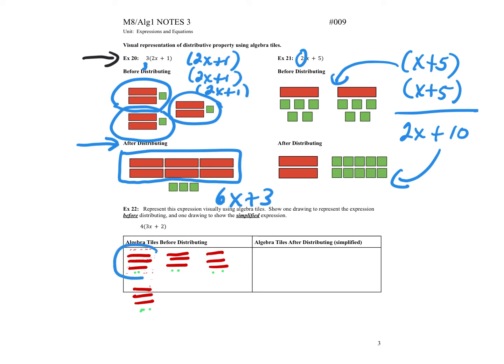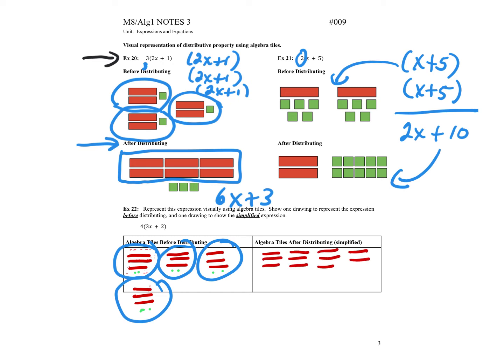I have 4 groups of 3x plus 2. Now when I combine them, I'm going to have 12 x's, and then I'm going to combine the 2s: 1, 2, 3, 4, 5, 6, 7, 8. All right, so algebraically, that's 12x plus 8.